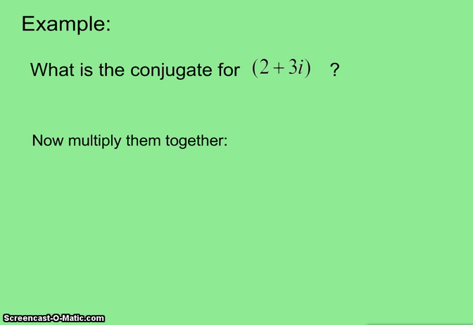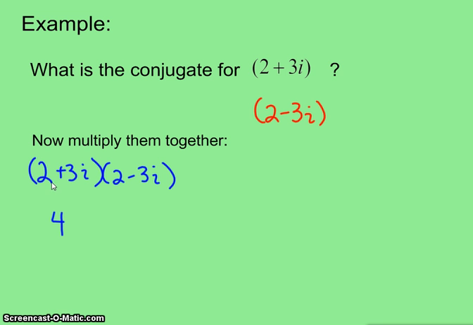So first off, before we get too busy, let's find the conjugate of 2 plus 3i. Remember, all we need to do is change the sign so it's 2 minus 3i. Now what will happen when we multiply these together? 2 times 2 is 4, 2 times negative 3i is negative 6i, 3i times 2 is 6i, and 3i times negative 3i is negative 9i squared. But remember, the i squared is actually a -1, so this becomes a plus 9.